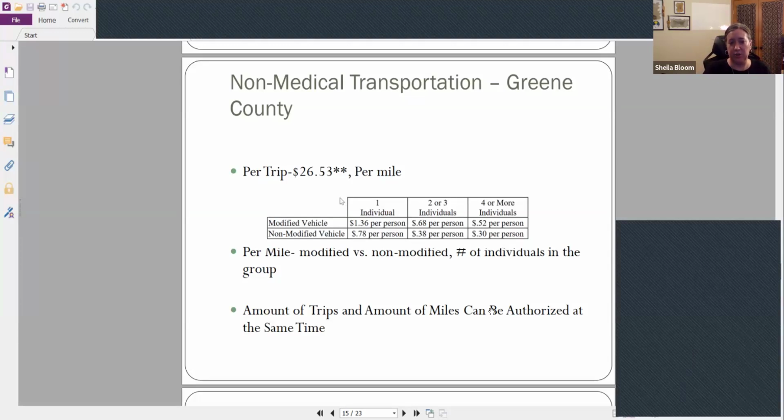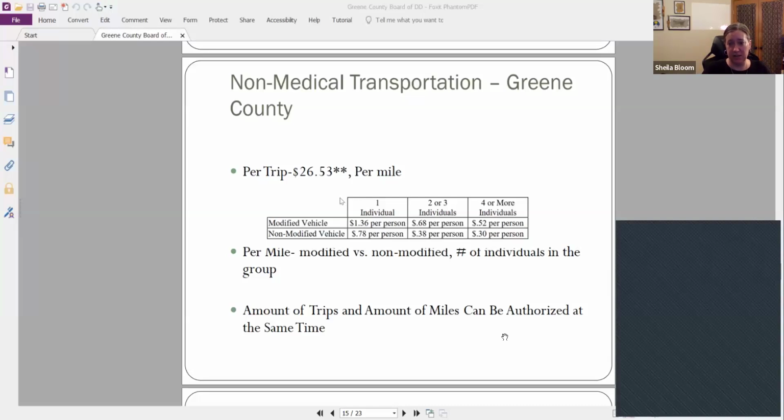So there is a way that you can authorize non-medical transportation trips and miles depending on what you're doing that day. You may have somebody that goes to a day program, and then that day program takes an outing that day. So you might do a trip there, you might do miles for the outing, and then another trip home. So when your SSA starts asking a bunch of detailed questions about what your day looks like and what kind of things you're going to be doing at this day program, this is why. This is how they help you figure out exactly what the costs are going to be so that they can help you budget that waiver effectively.